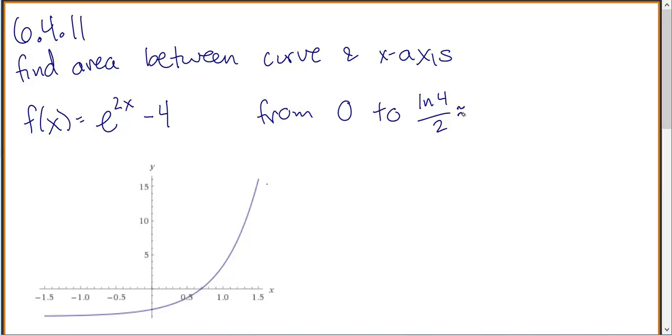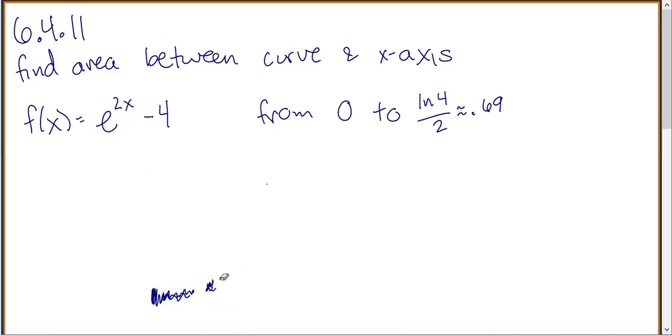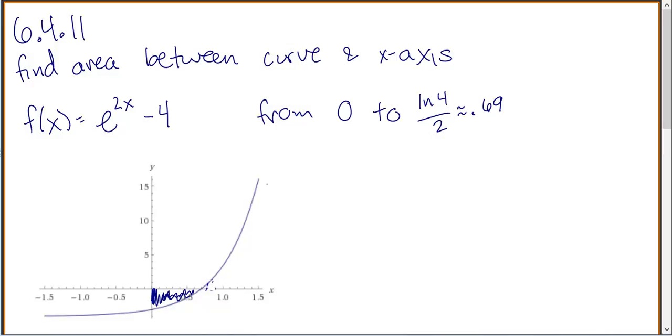Now, just for my own knowledge, I put this in my calculator, and that's about 0.69, just so I kind of know. So I want the area between my curve from 0 to about 0.69. Now that actually looks like it might be really close to where my curve intersects the x-axis. I do need to know for sure, because I need to know if maybe I need to find a little bit where the curve is above the x-axis. So let's actually go through and figure out where my x-intercept is.